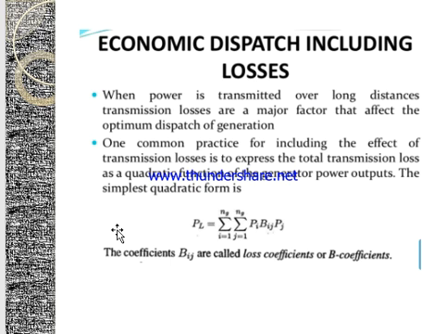Next, while considering the losses, we have PL equal to summation of i equals 1 to Ng and summation of j equals 1 to Ng Pi Bij Pj. When power is transmitted over long distances, transmission losses are a major factor affecting the optimum dispatch of generation. So we include the effect of transmission losses as a quadratic function. The coefficients Bij are the loss coefficients, or B coefficients.